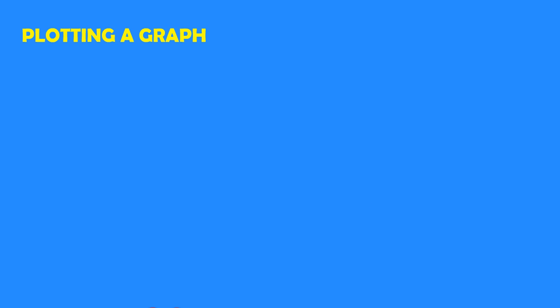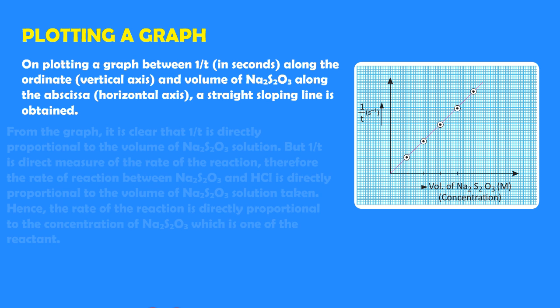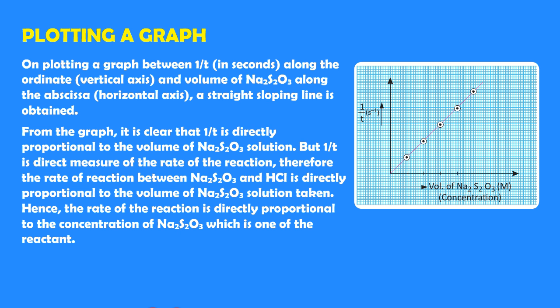Plotting a graph. On plotting a graph between 1/T in seconds along the ordinate, the vertical axis, and volume of Na2S2O3 along the abscissa, the horizontal axis, a straight sloping line is obtained. From the graph, it is clear that 1/T is directly proportional to the volume of Na2S2O3 solution, but 1/T is a direct measure of the rate of the reaction.